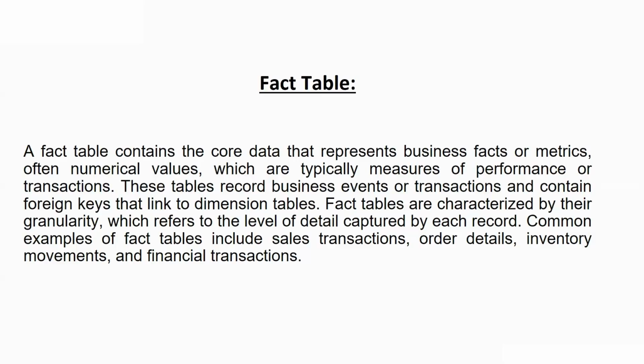So let's say, for example, we consider an e-commerce business. The fact table could contain information about each individual purchase, such as the product sold, the quantity purchased, the sales amount, the date of purchase, and also foreign keys pointing to the related dimensions like customer, product, and time.